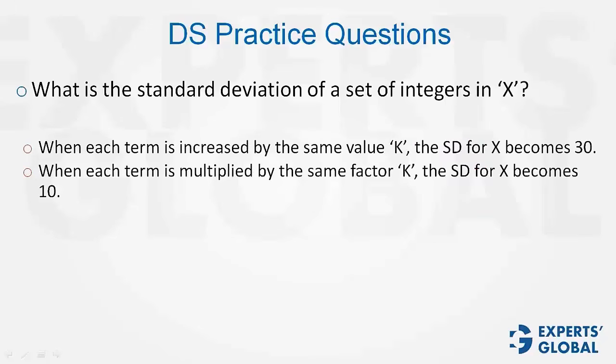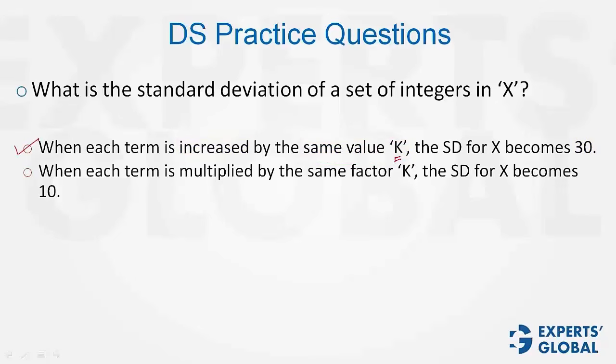Look at this one. When each term is increased by the same value k, the standard deviation for x becomes 30. We know adding any same value to each term would not have any effect on the standard deviation. So if the standard deviation is 30 now, it must have been 30 earlier as well. So statement 1 is sufficient.